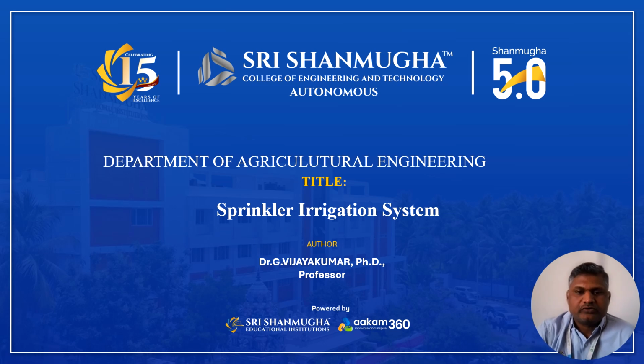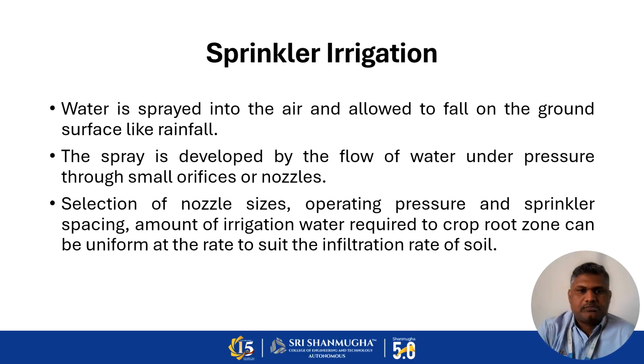Today we are having the topic of sprinkler irrigation system. Water is sprayed into the air and allowed to fall on the ground surface like rainfall. So it comes under the overhead irrigation system. It is one of the familiar irrigation systems used for forage crops and flower crops. In this system, the water is sprinkled through a nozzle above the head, like water sprayed into the air. So this is called sprinkler irrigation.